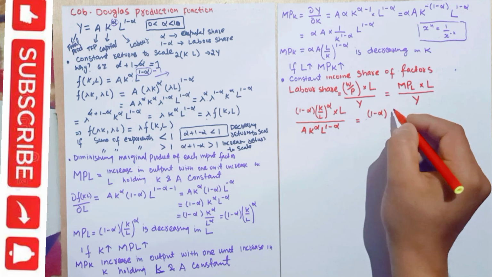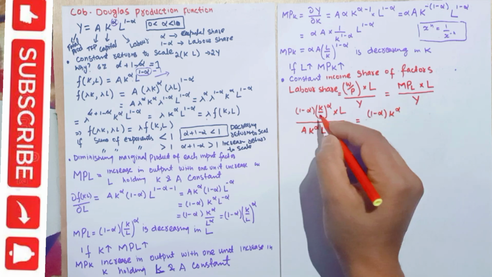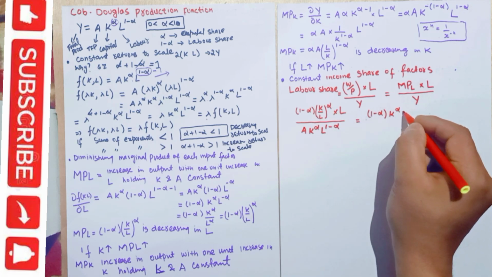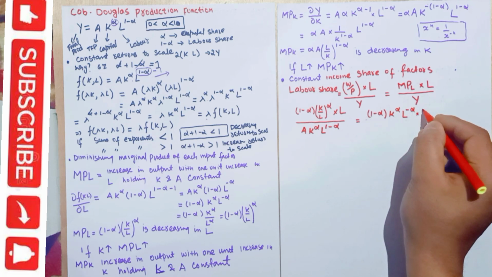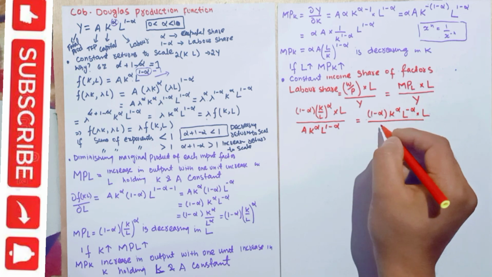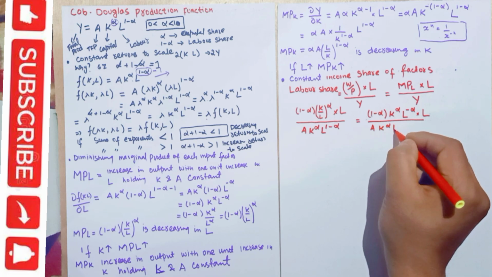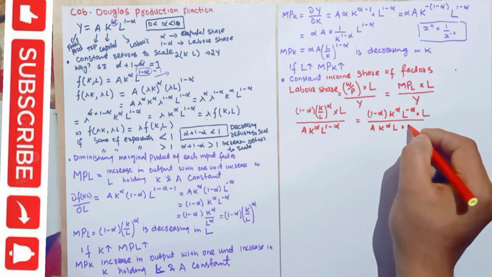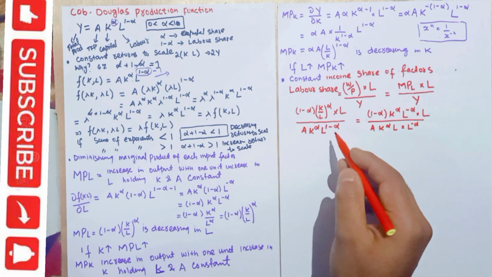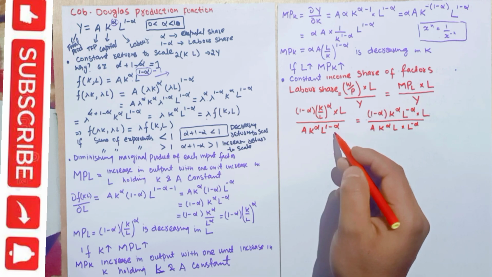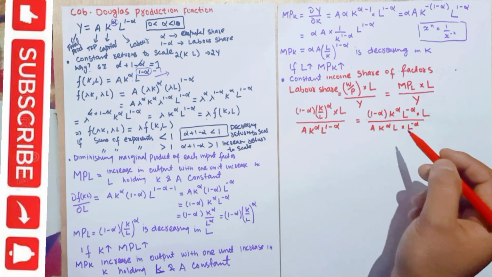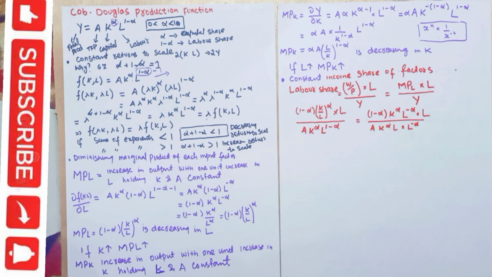This will become here k to the power alpha. This will become l to the power minus alpha, l to the power minus alpha times l divided by a, k to the power alpha, l into l to the power minus alpha. We have expanded this because it is l to the power 1 times l to the power minus alpha. Because here the bases are same, we can add the exponents.